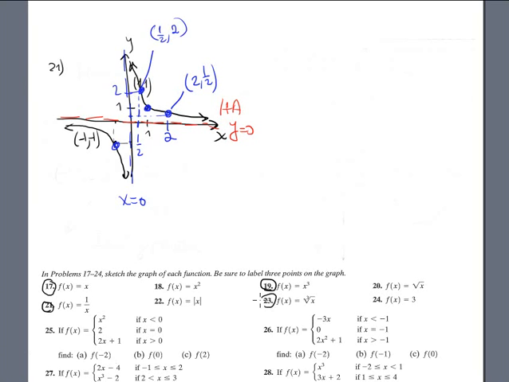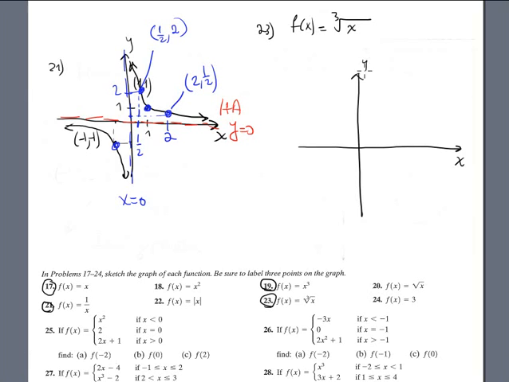Now 23. 23 is a cubic root function. The cubic root function is like that. x, y. Cubic root of 0 is 0. So the origin (0, 0) belongs to this. (1, 1), and (-1, -1).